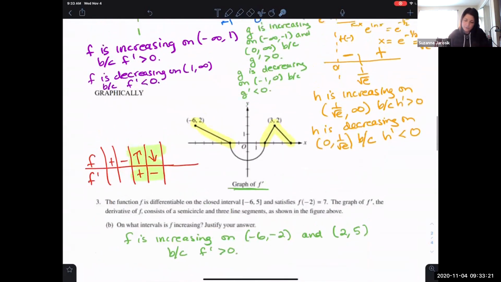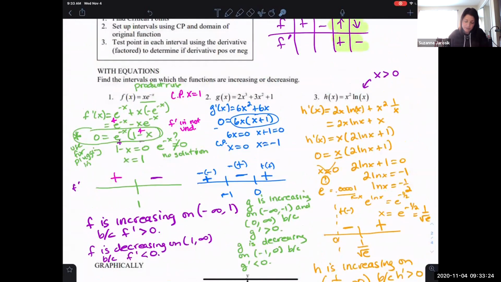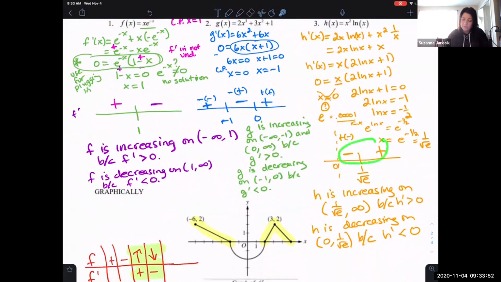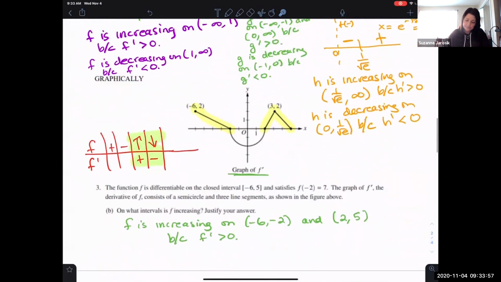If I scroll back really quickly to all of our previous examples, now that we've done this and we see the change from positive to negative, technically that's our critical point. So that would mean that we have a relative max. We're going from increase to decrease at 1. Here we're going from increase to decrease, that's a relative max. And here we're going from decrease to increase, so that would be a relative min right there at 0. Here we would have a relative min as well, going from decrease to increase.